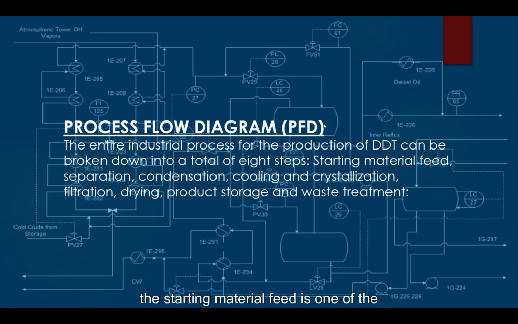So the starting material feed is one of the first steps. Then we separate it in the separation step. Then the condensation, cooling and crystallization, filtration, drying, product storage, and waste treatment. So those are the steps to create our DDT, and we'll explain that later on in this video.